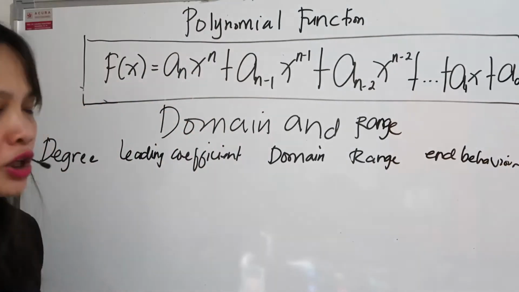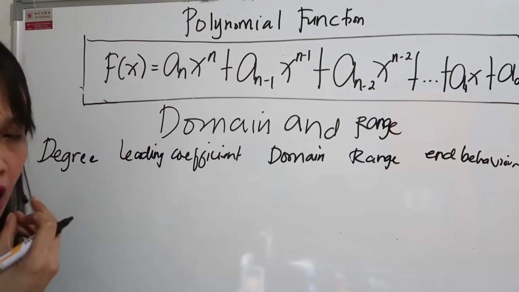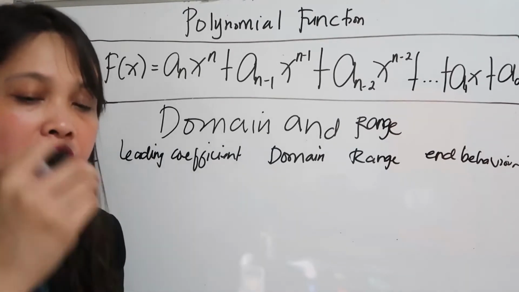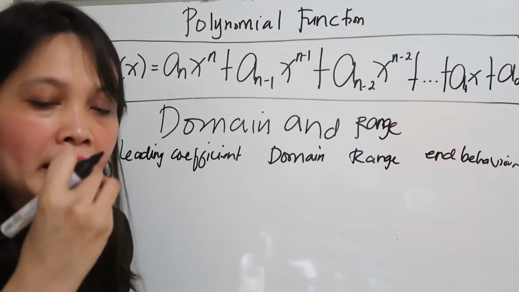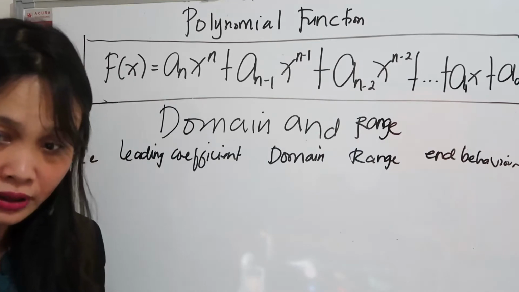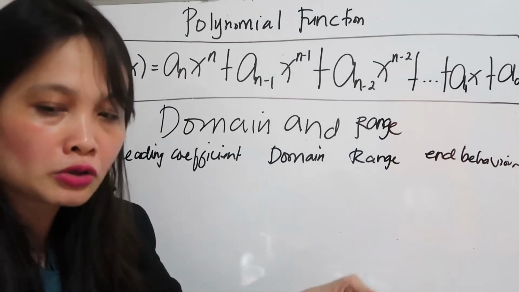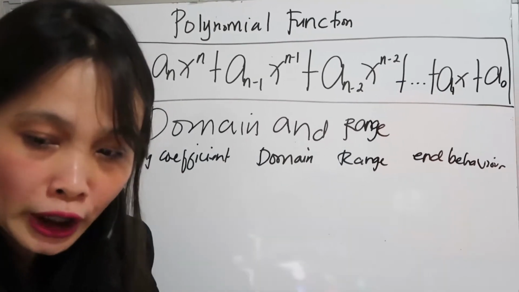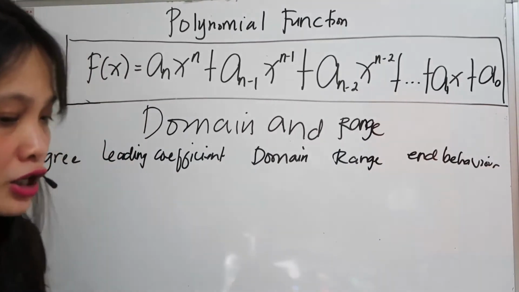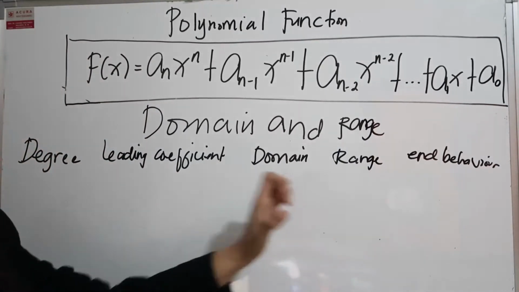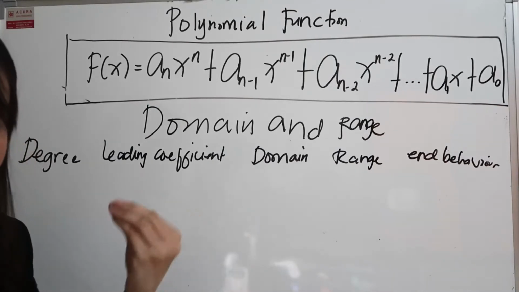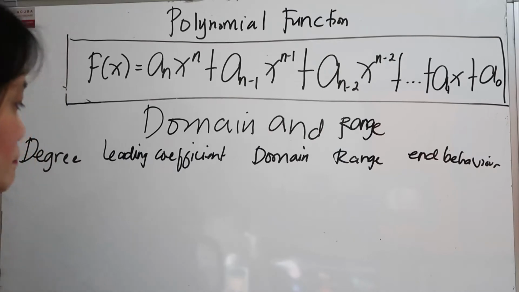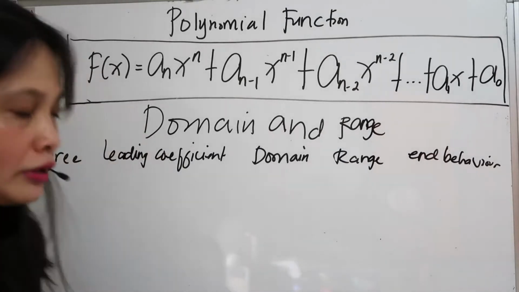Miss, what do you mean by end behavior? When we say end behavior, you are referring to the starting point up to the ending point of your graph. So we need to follow these conditions in determining the domain and range of a polynomial function. I will give you an example later.